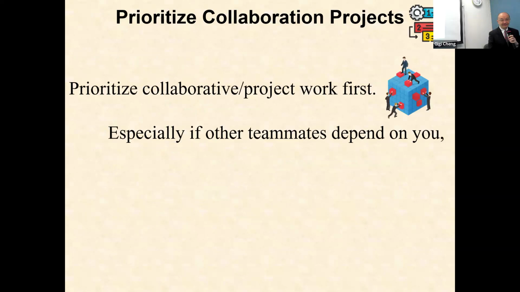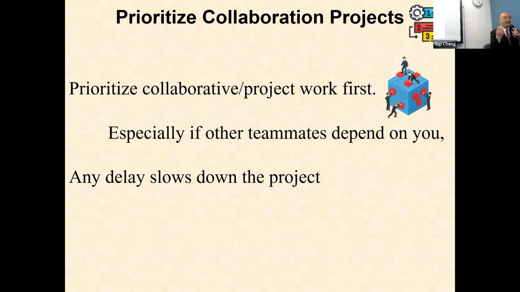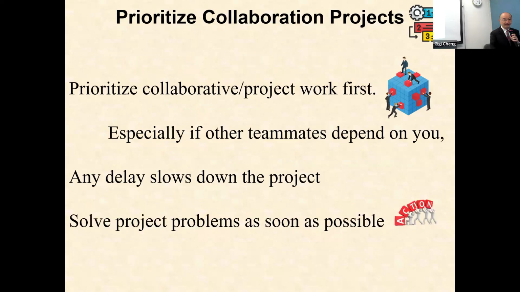So we often have individual projects and collaboration projects. And when you're working with other people, it's really important to prioritize other people first, because often your teammates depend on you to do things. If your part isn't done, that'll hold up everyone else. Any delay will slow down the project for everyone involved, and so you want to solve the project problem as soon as possible. Your own time, you have more flexibility.